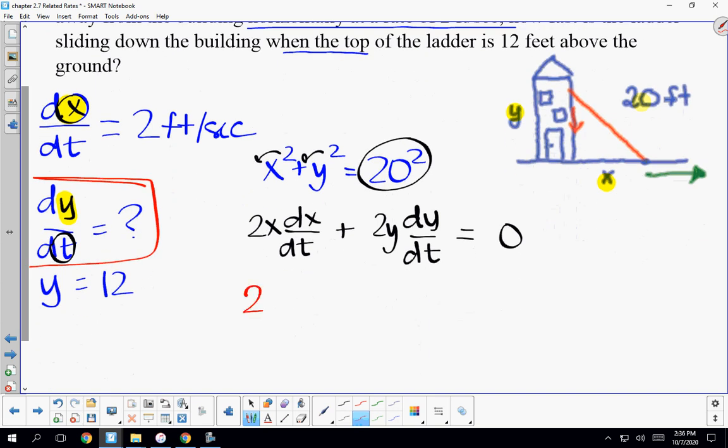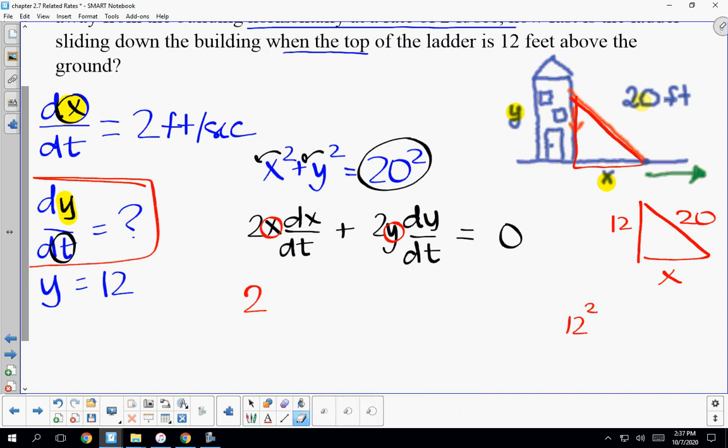So I'm plugging in, I know what 2 is. I don't know the exact value of x, but I do know the exact value of y at that moment. So I can use this triangle to figure out what x would be at that moment. So if y is 12, I know the ladder is 20, I can find the value of x by using the Pythagorean theorem. So we have 12 squared plus x squared equals 20 squared.